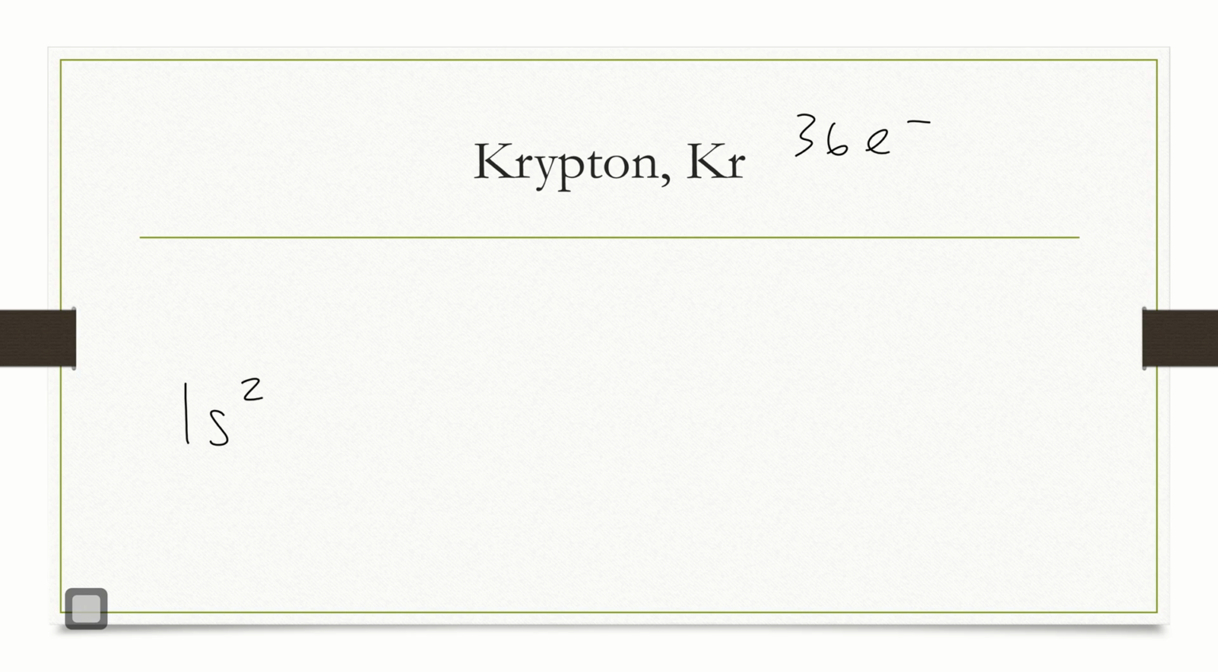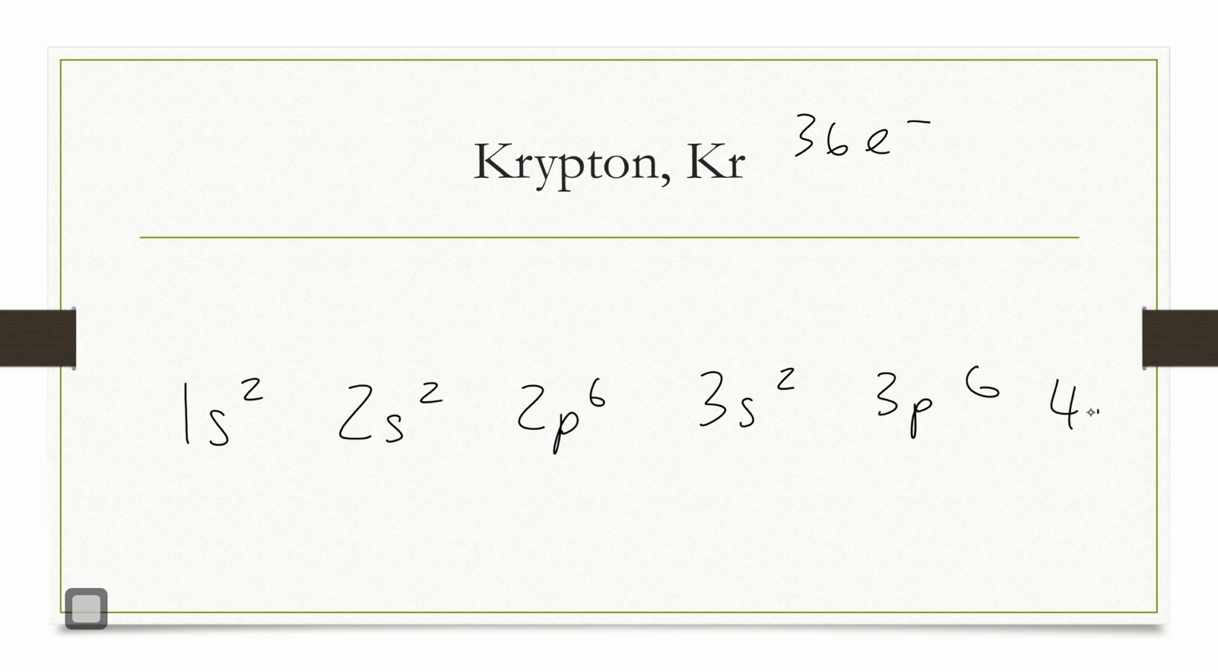This would be 1s2, 2s2, 2p6. I hope you're following along with your off-ball diagram if you're watching me do this. 3s2, 3p6, 4s2. I got to keep going. 3d10, and then 4p6. If I add this all up, 2 plus 2 plus 6 plus 2 plus 6 plus 2 plus 10 plus 6, that would be 36.